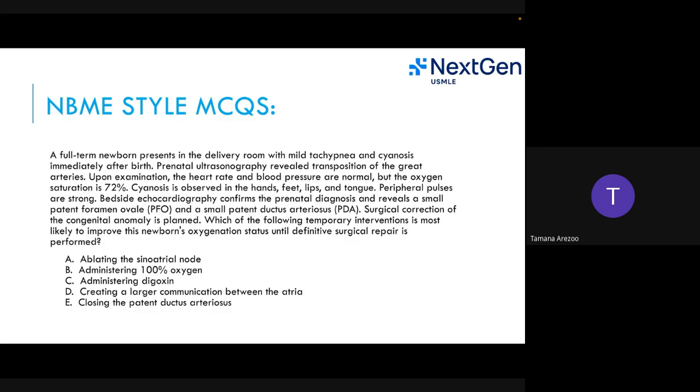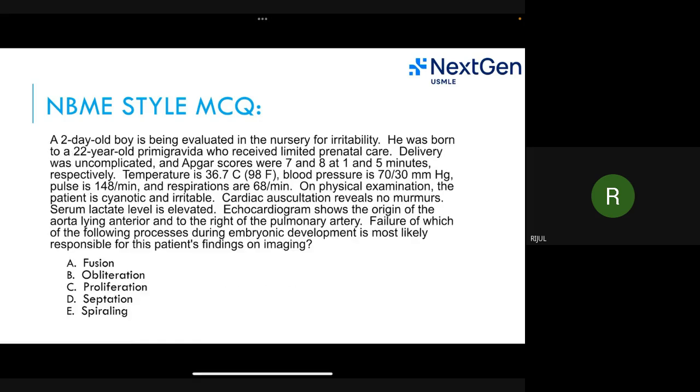So before looking at the answers, they are basically asking, we have transposition of great arteries. What do you think would be the initial step of management? We discussed that: keeping the shunts open, or facilitating the shunts. So what should be your answer? D. Creating a larger communication between atria. That's perfect, because there lies the foramen ovale. You have to facilitate the shunt, just enlarge the cavity size of your foramen ovale, so it's going to help with your oxygenation, okay?